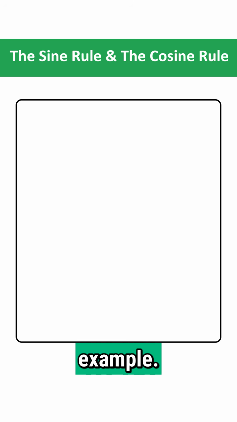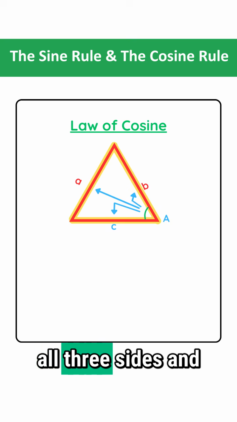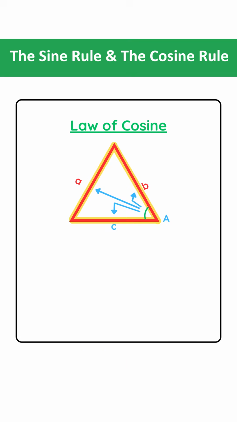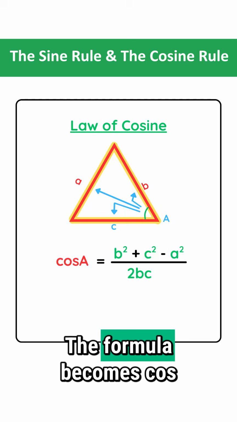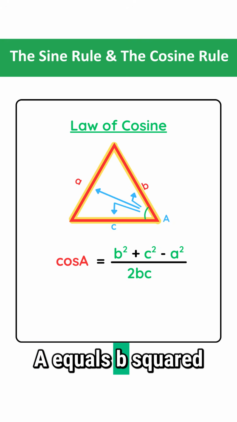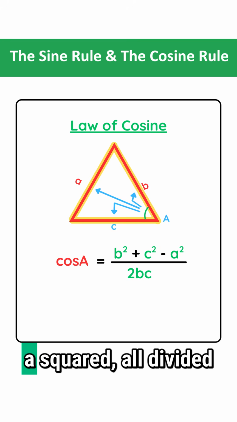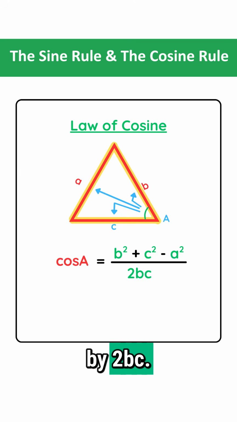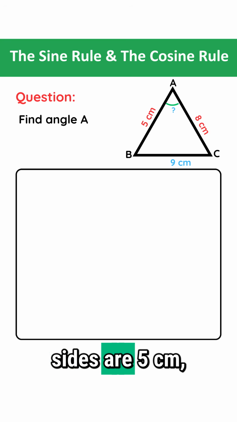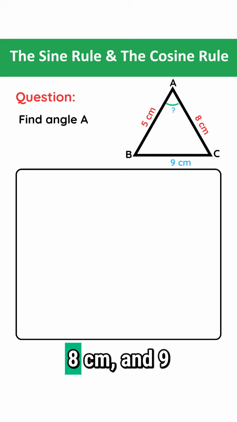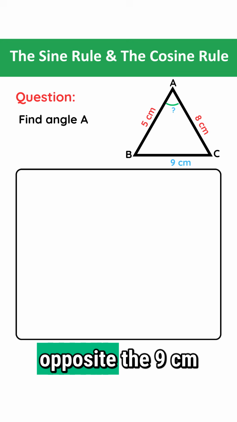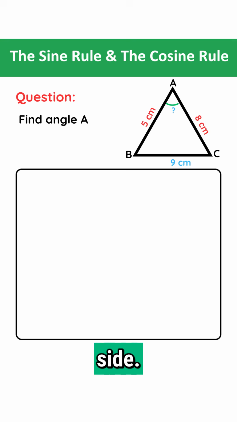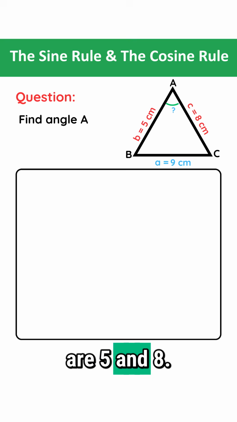Now for our third example. This time we know all three sides and we need to find an angle. We rearrange the cosine rule to find the angle. The formula becomes cos A equals b squared plus c squared minus a squared, all divided by 2bc. Let's say our three sides are 5 centimeters, 8 centimeters and 9 centimeters. And we want to find the angle opposite the 9 centimeter side. So A is 9 and B and C are 5 and 8.